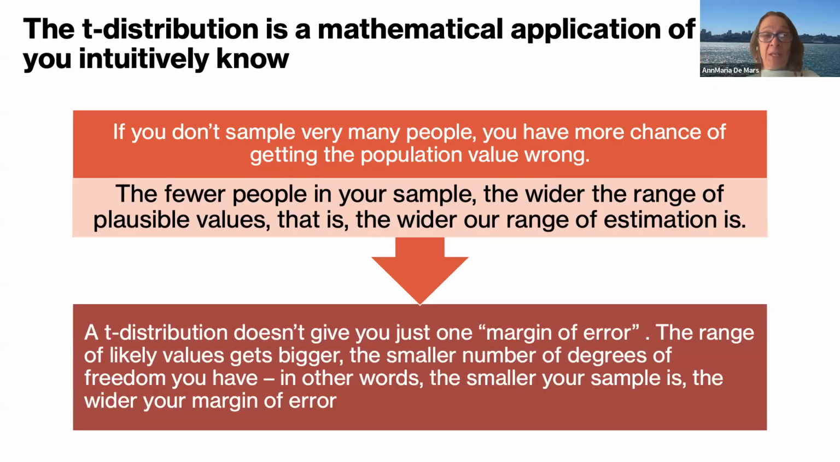The fewer people in your sample, the wider the range of population values. That is, the wider our range of estimation is, because the fewer people, the more you think you probably have some error. And a T distribution doesn't give you just one margin of error. The range of likely values gets bigger the smaller number of degrees of freedom you have. In other words, the smaller your sample is, the wider your margin of error, which kind of makes sense.